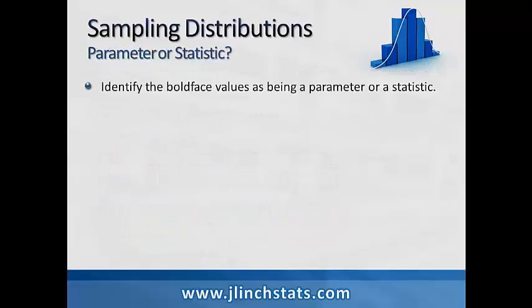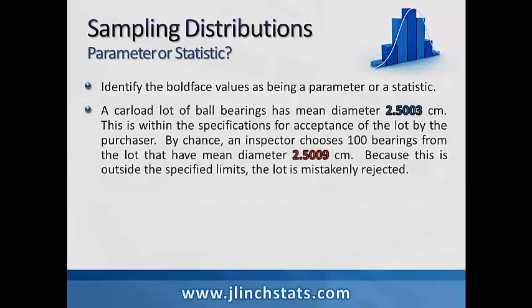Identify the boldface values as being either a parameter or a statistic. So in our example here, it says a carload lot of ball bearings has a mean diameter of 2.5003 centimeters. This is within the specifications for acceptance of the lot by the purchaser. Now, by chance, an inspector chooses 100 bearings from the lot that have a mean diameter of 2.5009 centimeters. Because this is outside the specified limits, the lot is mistakenly rejected.